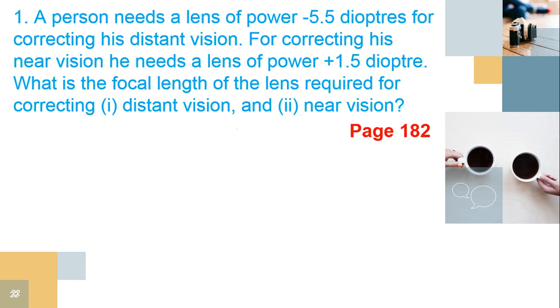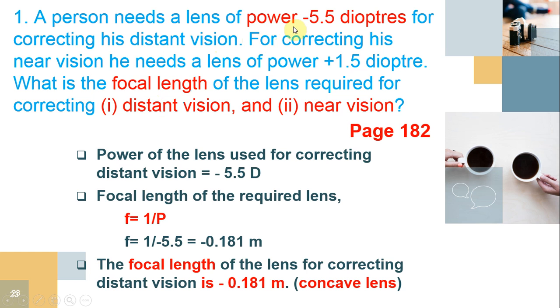Now we solve both the cases for the different power of a lens. First we take a power which is minus 5.5 diopters. Here minus indicates the lens is concave lens. So the defect is myopia. In a myopic eye, we need to correct the distant vision. That means a myopic person cannot see the far away objects, but he is able to see the nearby objects. So the myopic person needs to correct the distant vision.